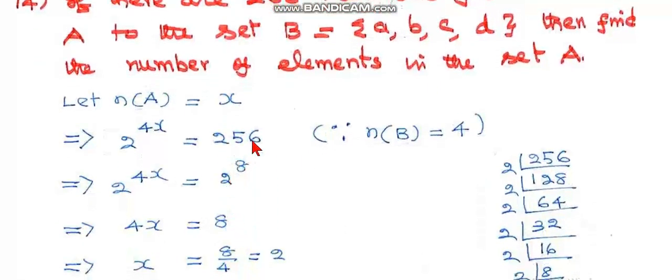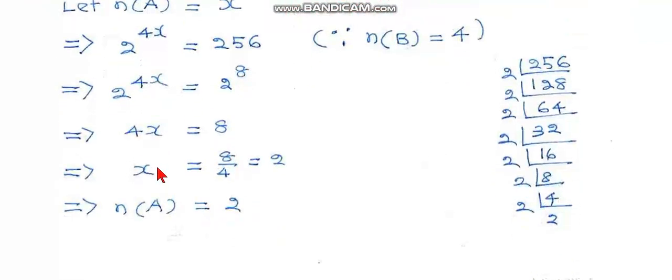256 can be written as 2 to the power of 8. So 2 to the power of 4x equal to 2 to the power of 8. Bases are equal, so the powers must be equal. 4x equal to 8, that gives you x equal to 2. So number of elements in A is 2.